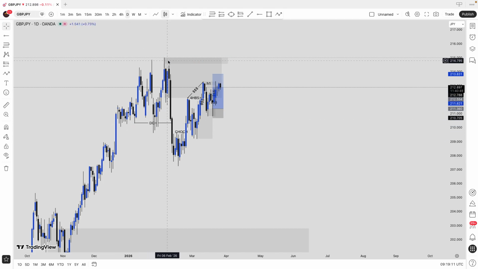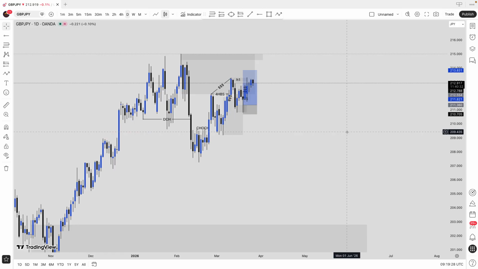But at the end of the day, this high was able to break our previous strong bullish low. Okay, so in this case we have already identified that on the daily time frame we are selling. But if you are selling on the daily time frame, what is happening on the 4 hour time frame?